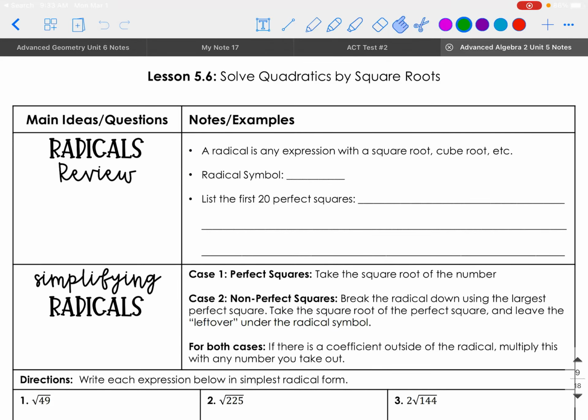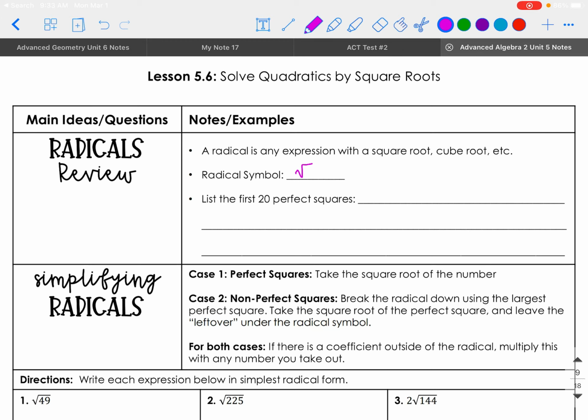Hey guys, in this video we're going to be going over lesson 5.6, which is solving quadratics by square roots. So a radical is any expression that has a square root or a cube root. A lot of times you might hear me say radical 4 instead of square root of 4.